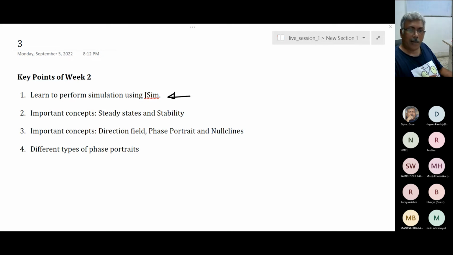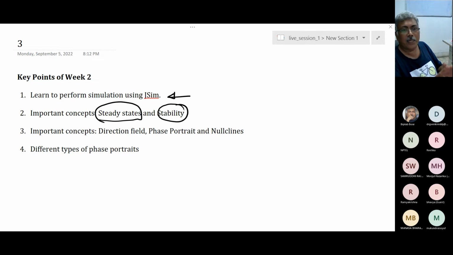Now let me go to some other topics which are critical for the second week. If you are revising and going through the second week's lectures, the key idea that we introduce in second week is steady state and stability of steady state. Please try to understand the idea of steady state and their stability by heart. There should be no confusion in you. What do you mean by steady state and what is the stability?